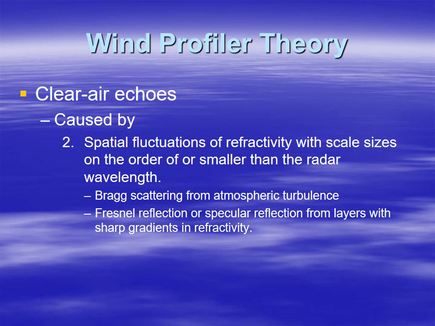In radar theory, they call this Bragg scattering, and you'll see that with turbulence. And then also, you might hear a term called Fresnel reflection, where you have really strong discontinuities in the atmosphere, whether it be temperature or density, that result in a return bouncing off of these discontinuities in the atmosphere.